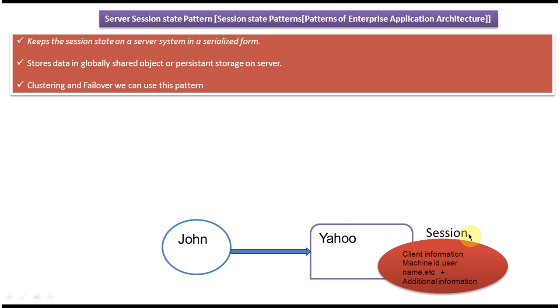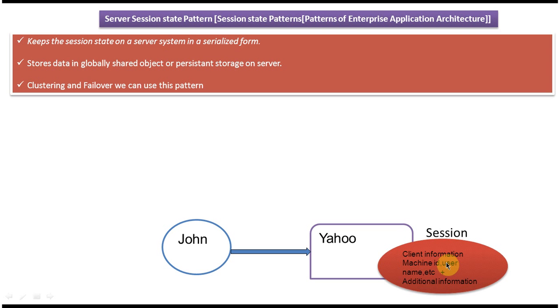This session is used to track information about the user. It will have information like the machine ID, from which machine he has logged in, and the username, plus additional information that we can save in this session object. Once John logs in, this session will be created for John, and once John logs out, this session will be discarded. So this is about session.